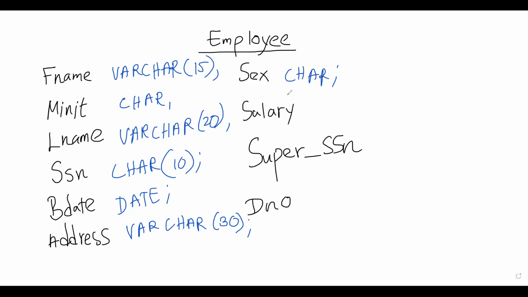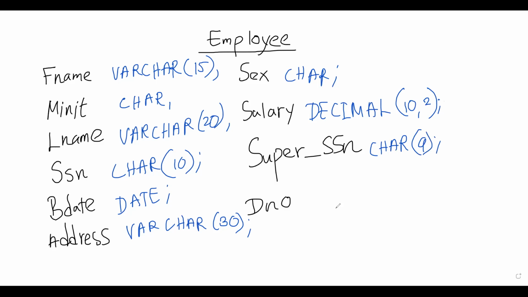As salary data type, I use what? Salary means a number, so I introduce it as a decimal data type. It is not needed to type in capitals, but I type these data types in capitals as it is the proper way. Decimal with size 10 and 2. And next, super SSN. We use it as a char data type with 9 characters. And dno should be a number. It should be the int data type.